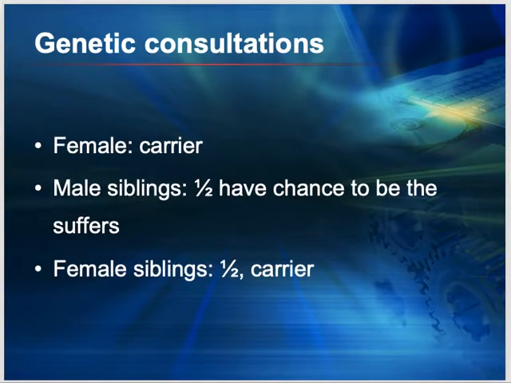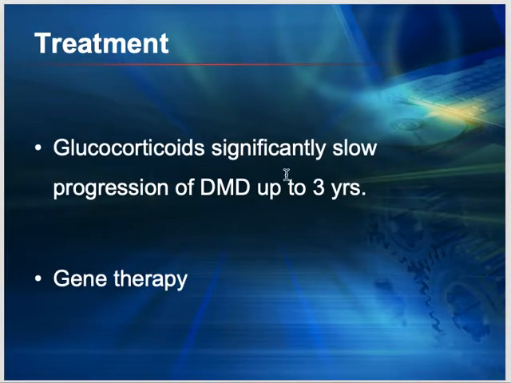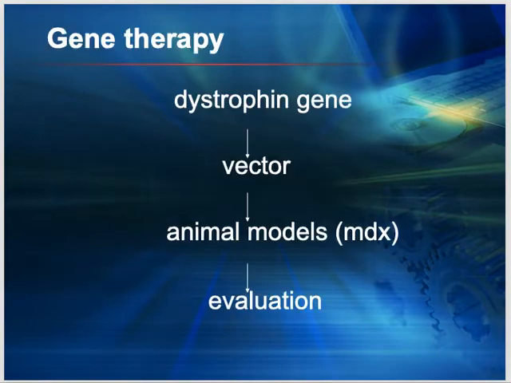So we give genetic consultation. Female carrier, male siblings, half have a chance to be sufferers, and female siblings, half can be carriers. You know how it goes, right? Treatment, glucocorticoids significantly slow progression of DMD for up to 3 years, and gene therapies are being considered, but not there. So again, like this thing.